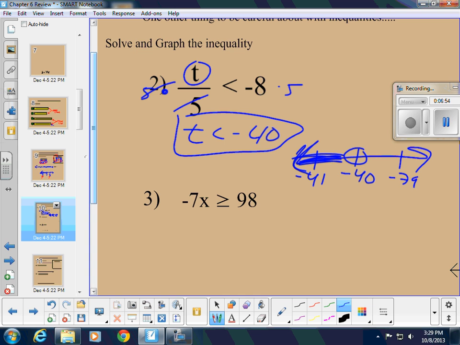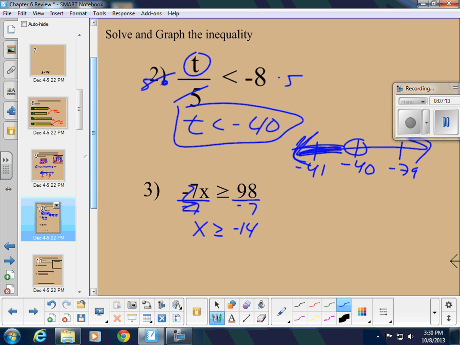So I'm going to start solving this one just the way I would for any other problem. -7x is greater than or equal to 98. So I'm going to divide both sides by -7 to solve it and get x by itself. So x is greater than or equal to, in this case, I think -14. So x is greater than or equal to -14.